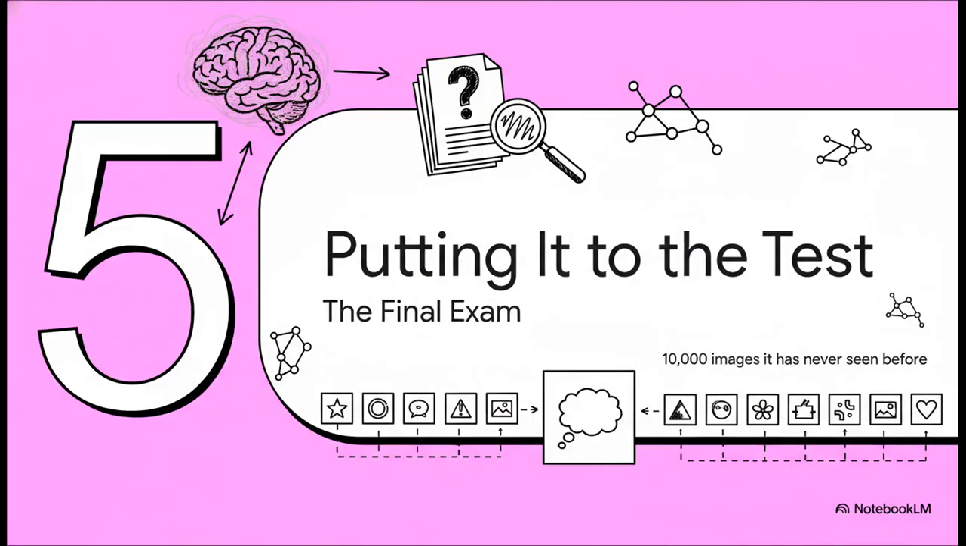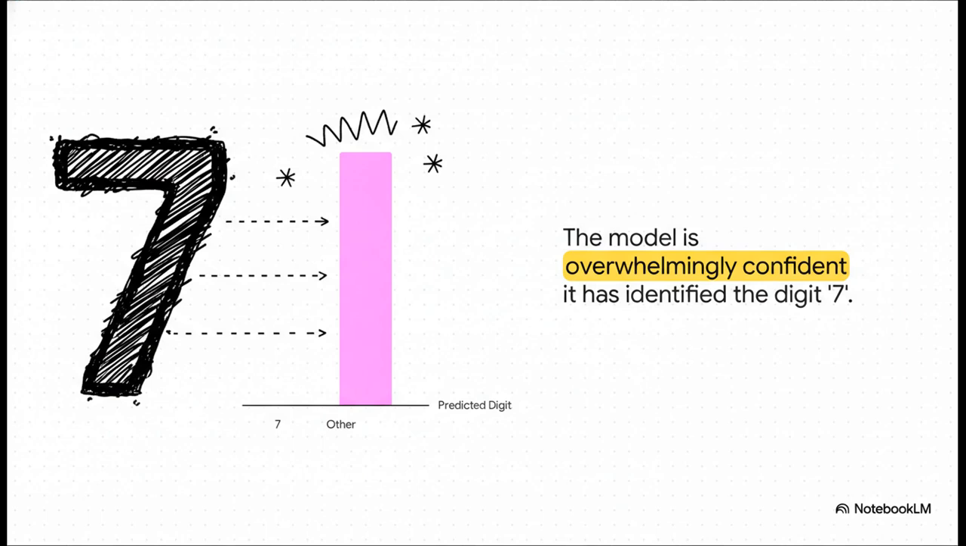The training is done, our brain has studied, and now it's time for the final exam. We are about to show it those 10,000 images it has never ever seen before, and find out if it can actually read. Okay, let's just peek at a single test case. The network is shown a handwritten 7 for the first time. And the result? Wow, look at that. It's not just correct, it's overwhelmingly confident. It's giving a 99% probability to the right answer. That is exactly what we want to see.